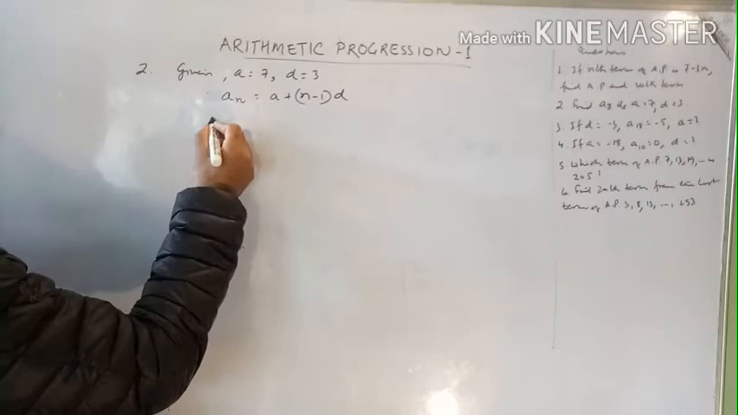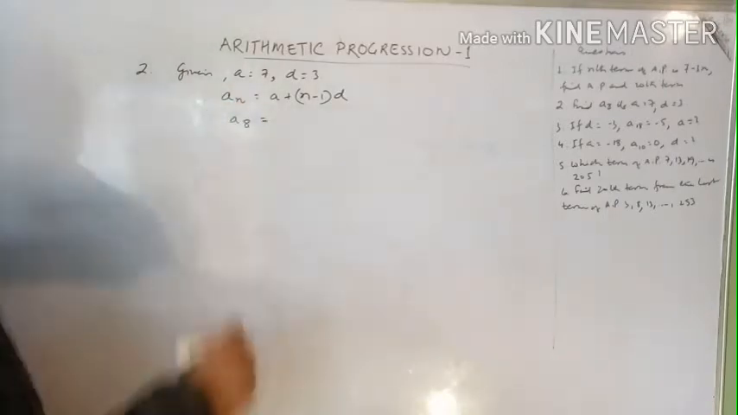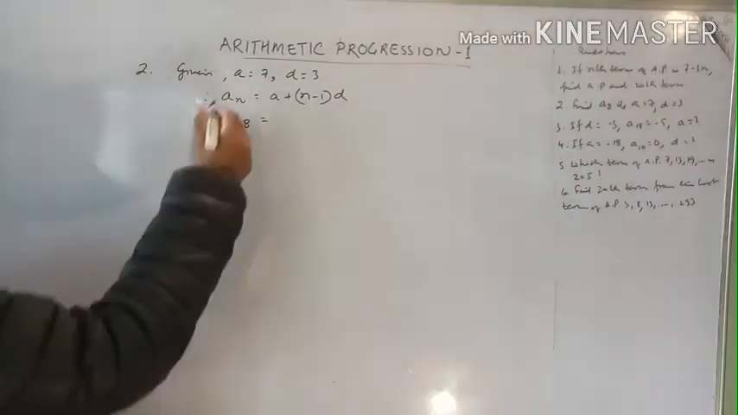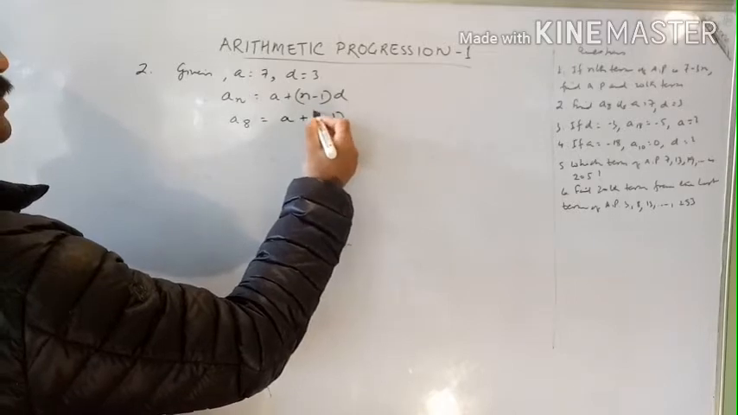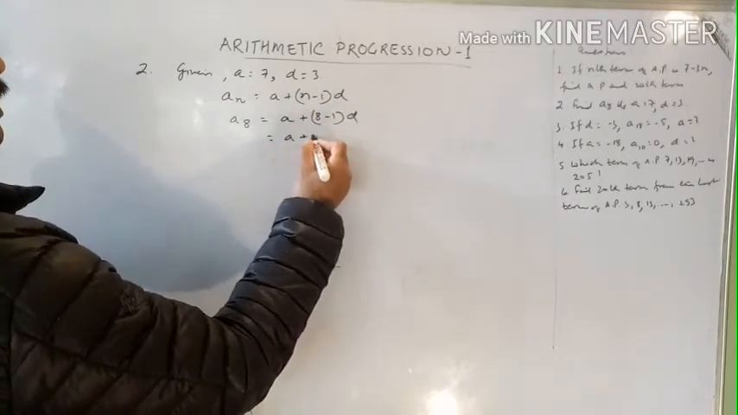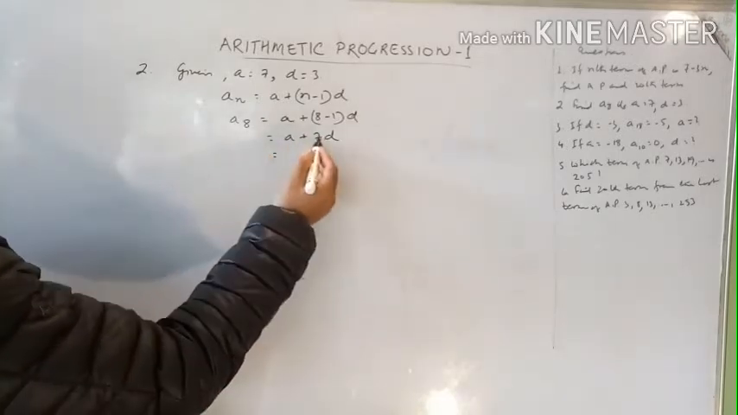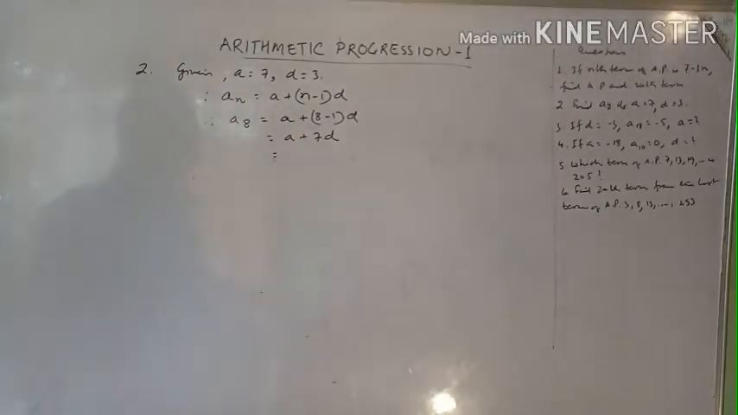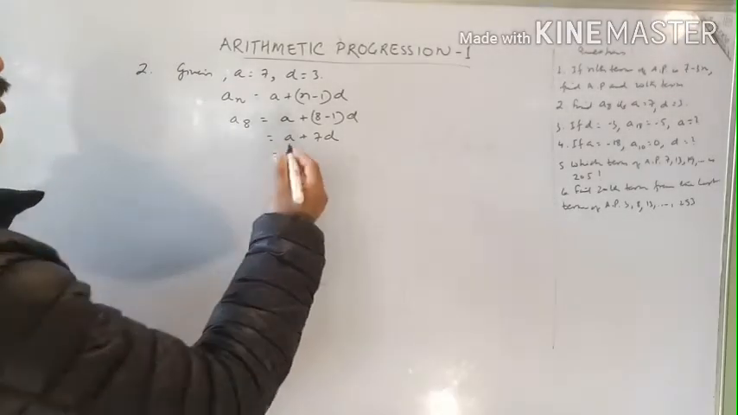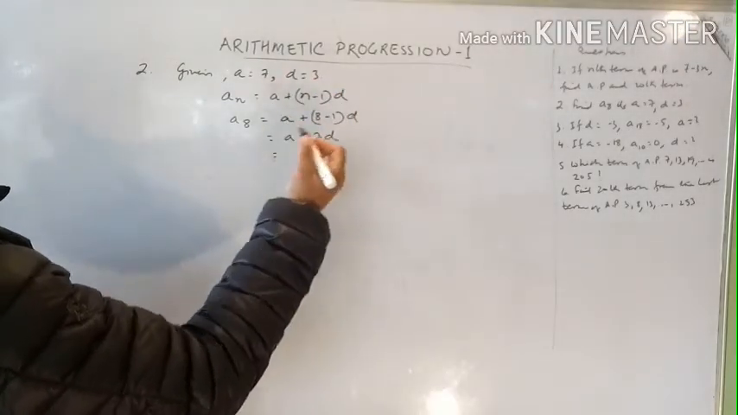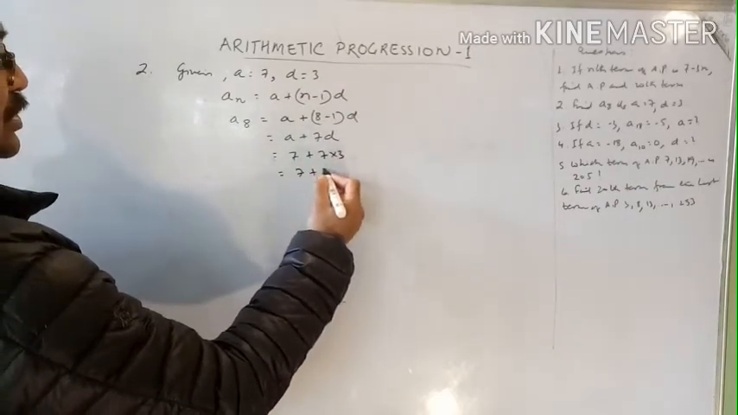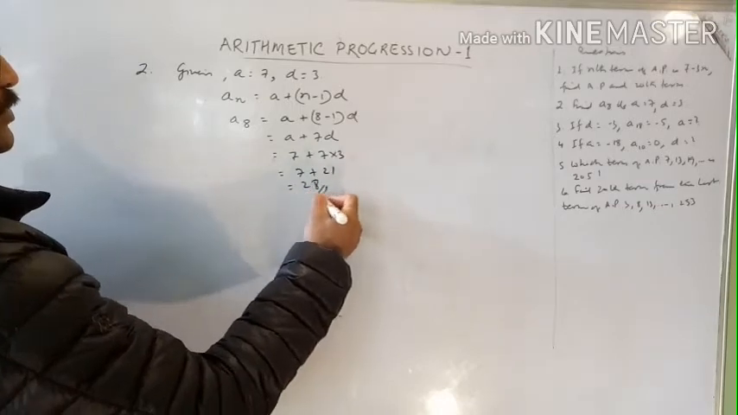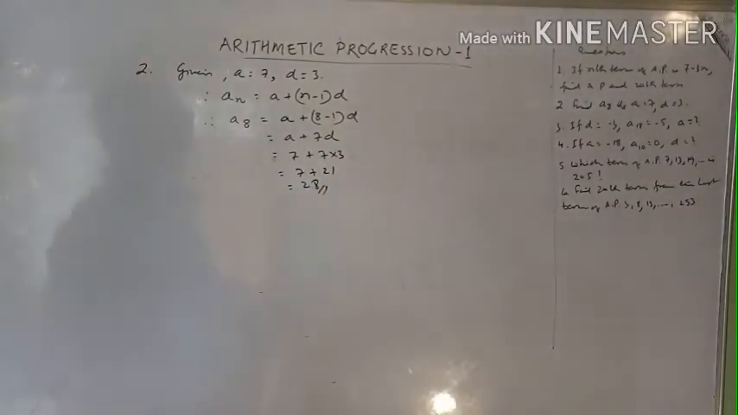So to find the 8th term, we take A8. Replace n by 8. So you get A plus 8 minus 1 D. That is A plus 7D. You know this coefficient is 1 less than the term number. Since we know the values of A and D, you can substitute here 7 plus 7 into 3. So 7 plus 21, that is 28. So this is the answer. The 8th term of this AP is 28.